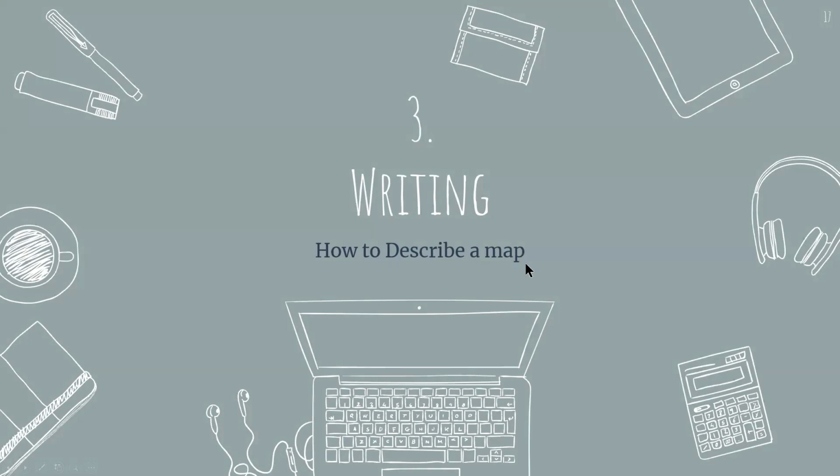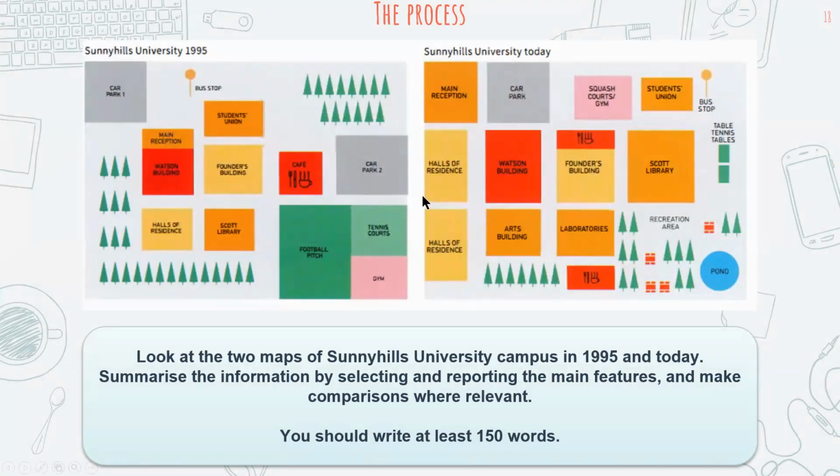How to describe a map? Let's talk about maps. Now we have the question. This is a question about Sunny Hills University in 1995 and today. So you will make a comparison between 1995's Sunny Hills University and now.